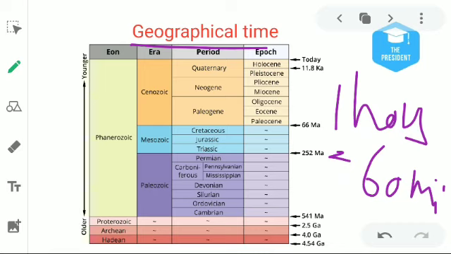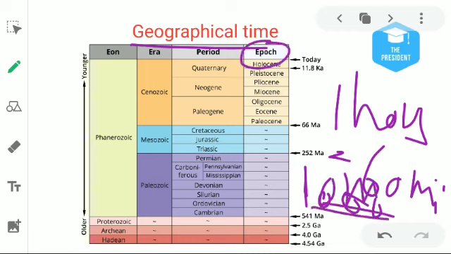They are the subsets of the time duration. In the same way, a time of 10 million years is known as an epoch. If we make a set of epochs, it is called a period. If we again make a set of periods, it is known as an era. And if we make a set of eras, it is known as an eon.